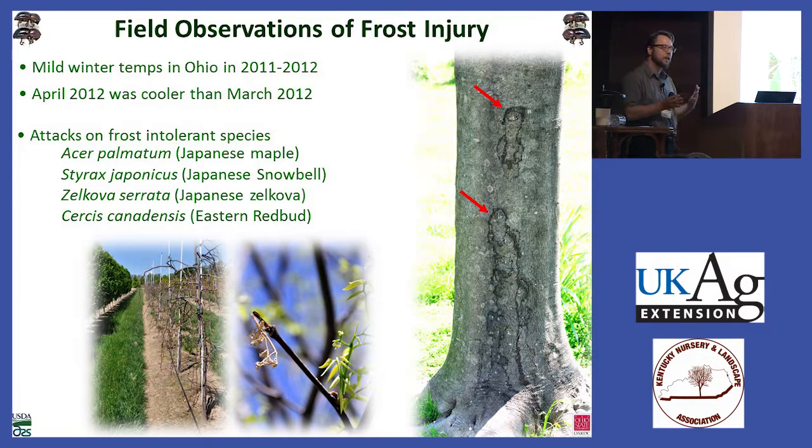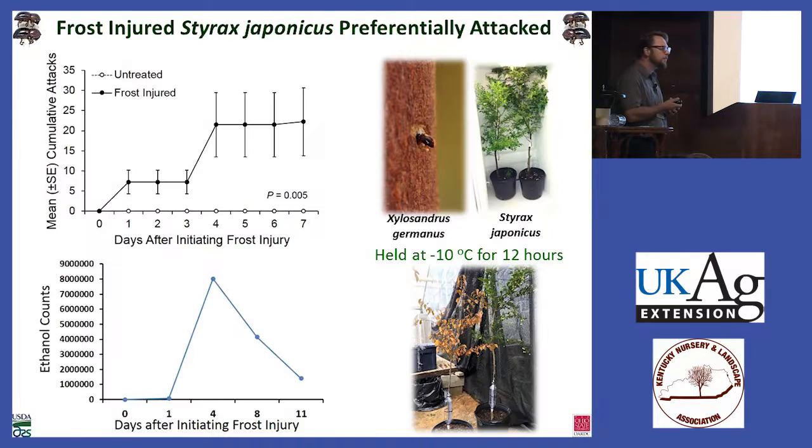So initially, his thoughts were, well, Ambrosia beetles just decided to start attacking this tree this year. Then it was, well, wait a minute, the attacks were preceded by two frost events. And we've done some experiments where we took styrax, which we've seen from other nurseries that have been frost injured and then attacked. We frost injured them under controlled conditions, put them out under field conditions, and allowed beetles to attack them. The frost injured trees were preferentially attacked, as you can see here.